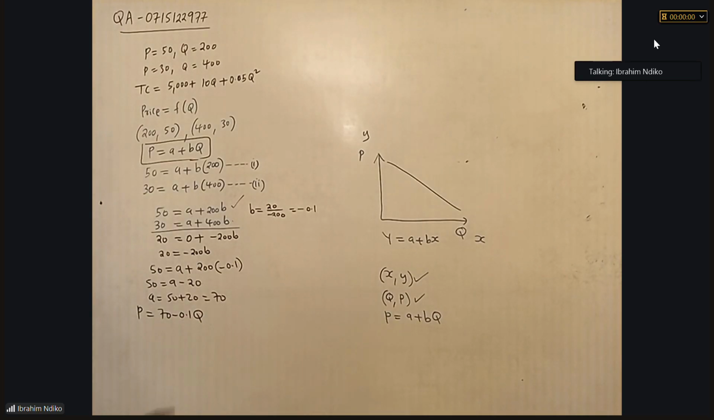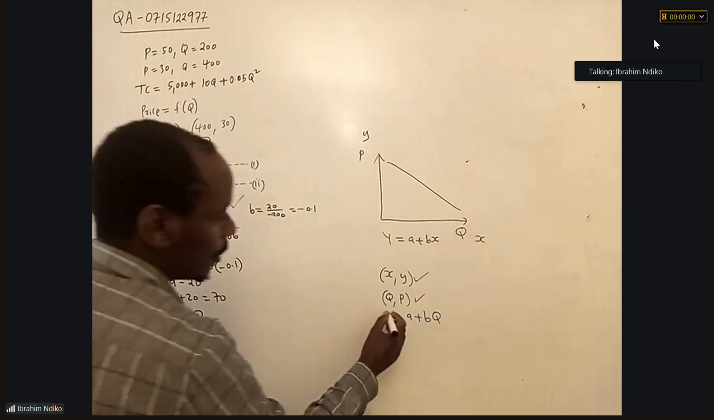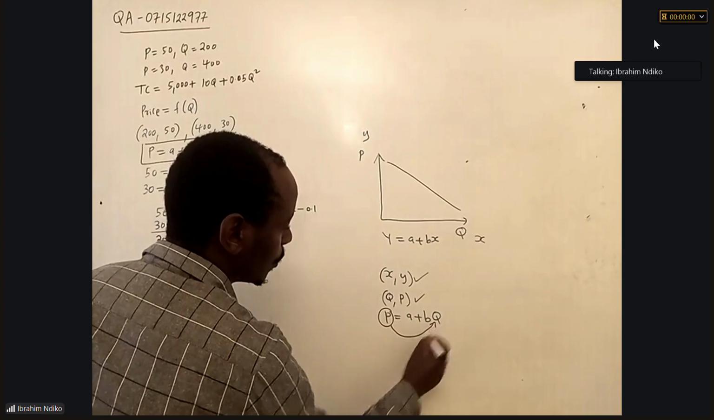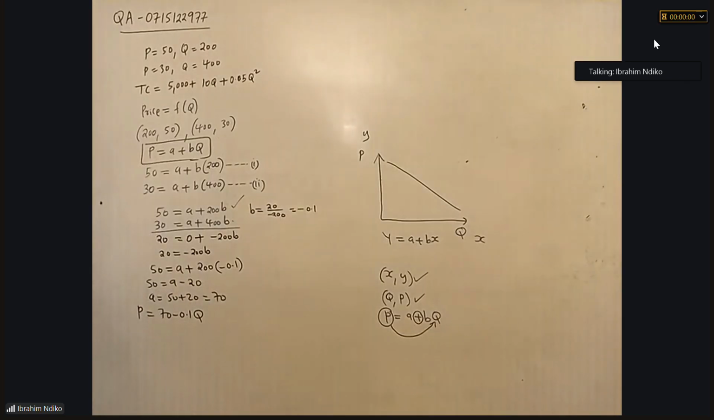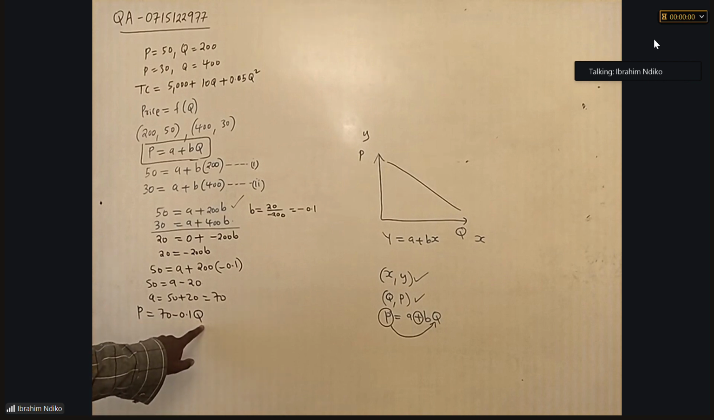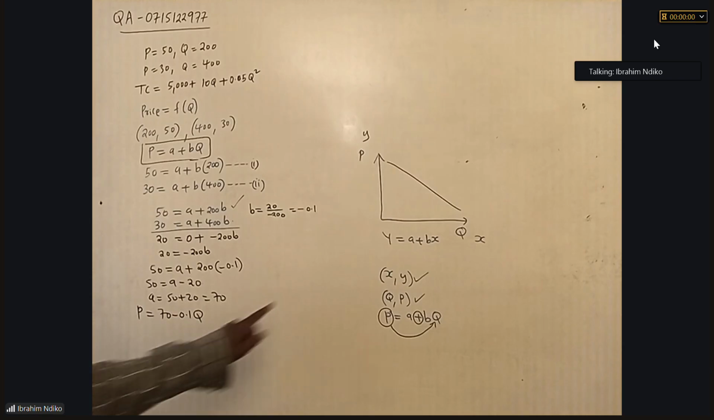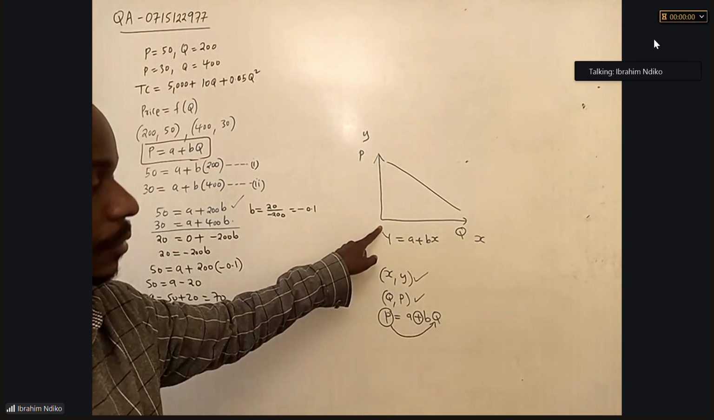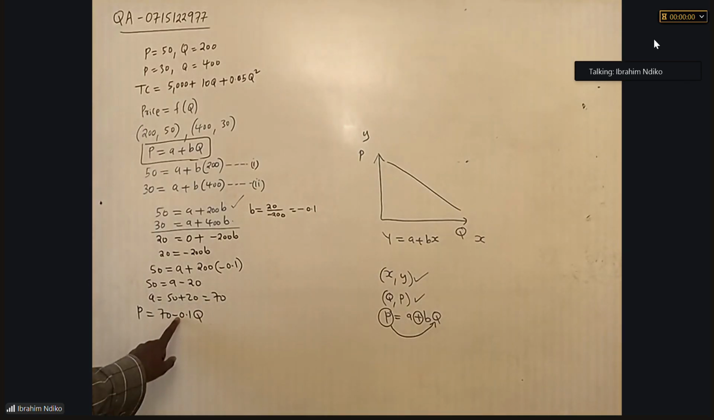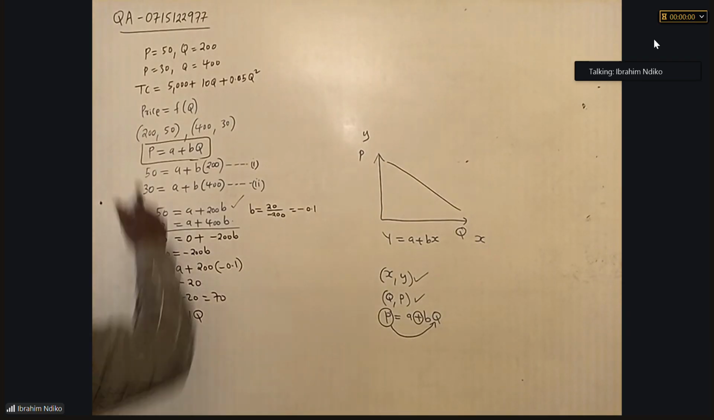And what did I say? P has an inverse relation with Q, meaning B must be negative. So P has an inverse relation with Q, and inverse means it's minus. That means when the price increases, demand reduces. So minus means there's an inverse relation. So that's number 1.